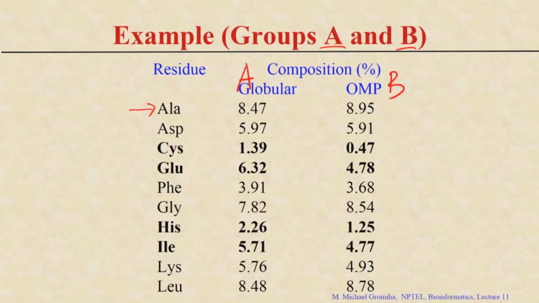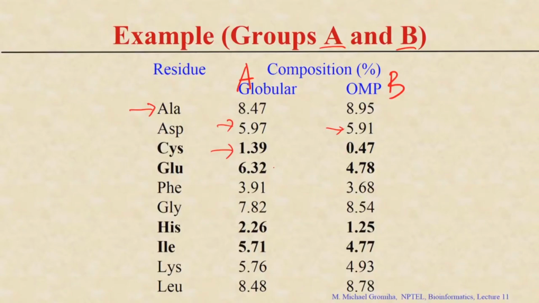In some cases yes, for example, aspartic acid, there is no change at all: here 5.97, here 5.91, the difference is only 0.06. But for some residues, if you look in the details, they are highly different. For example, if you take cysteine, here it is 1.39, but in this case it is 0.47, there is a 3-fold difference, 0.5 and 1.4.